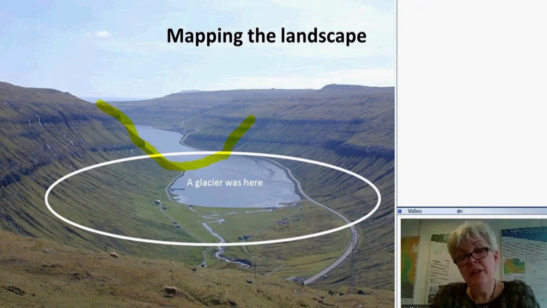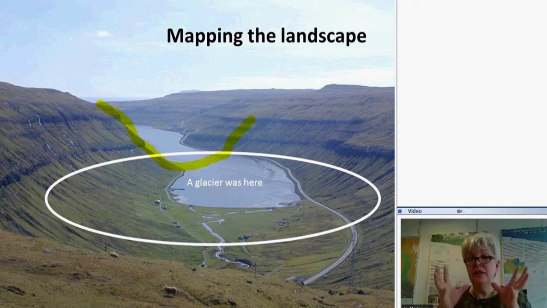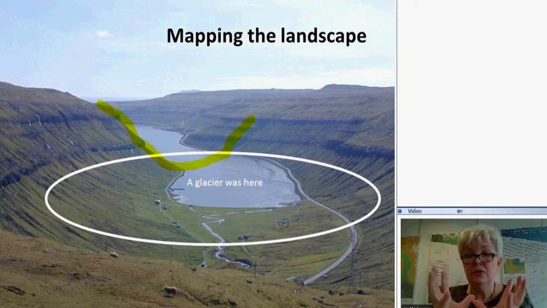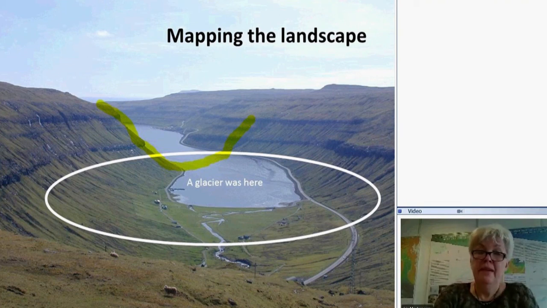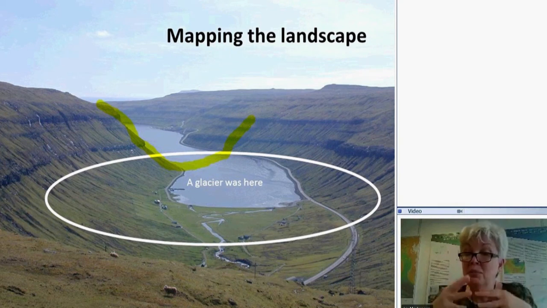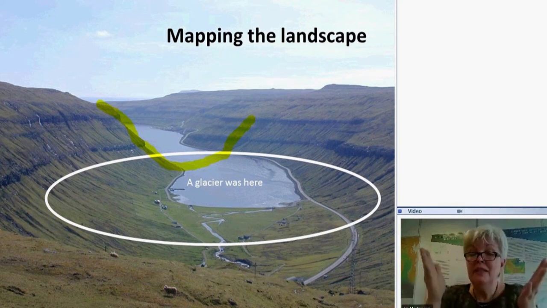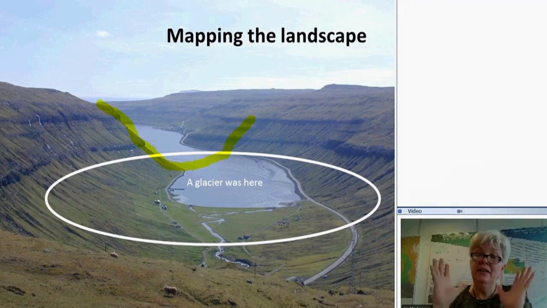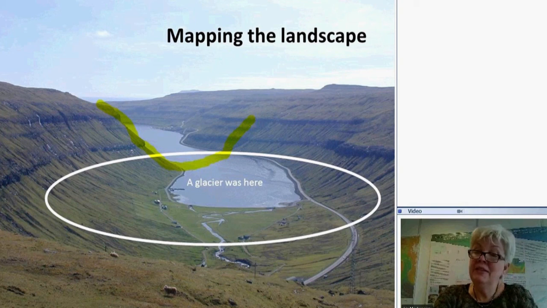So here we look at a valley that was once filled with a glacier that was running out through this landscape, and over not one ice age but many ice ages, this has reshaped the flat land area to a U-shaped glaciated valley that we look at today.